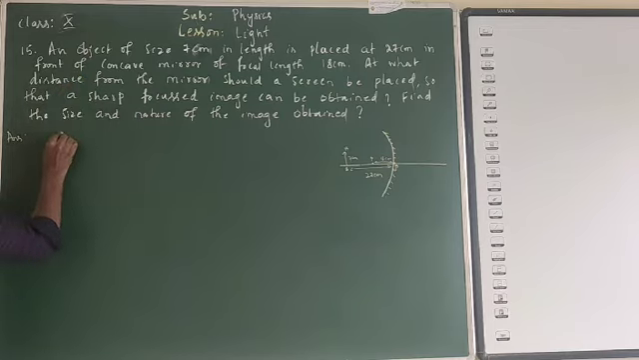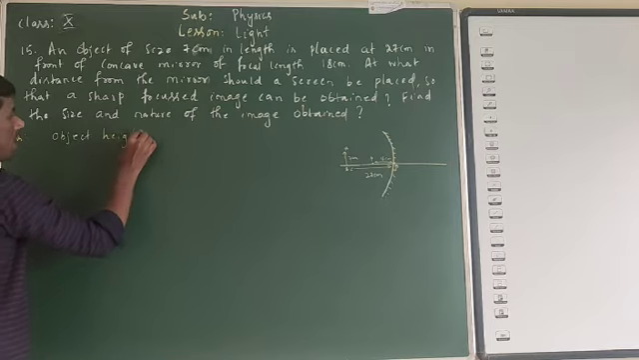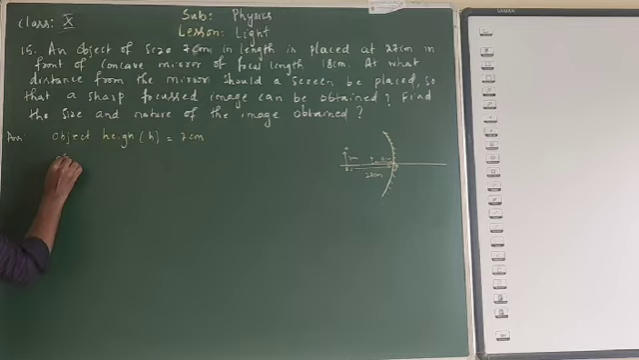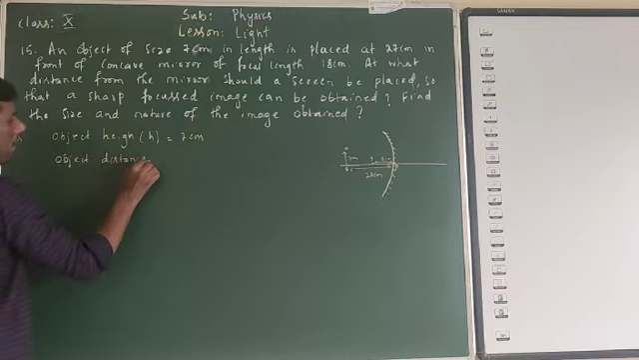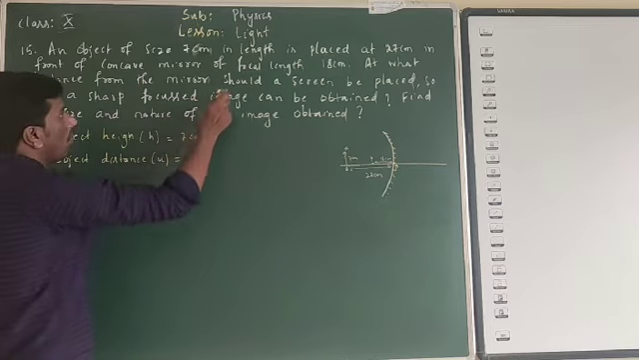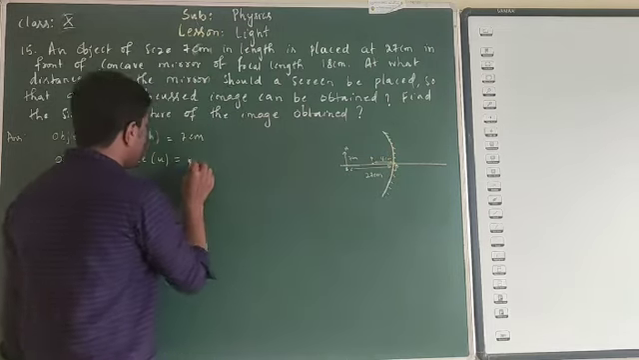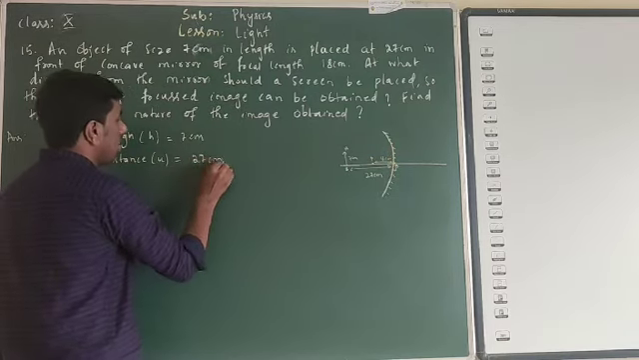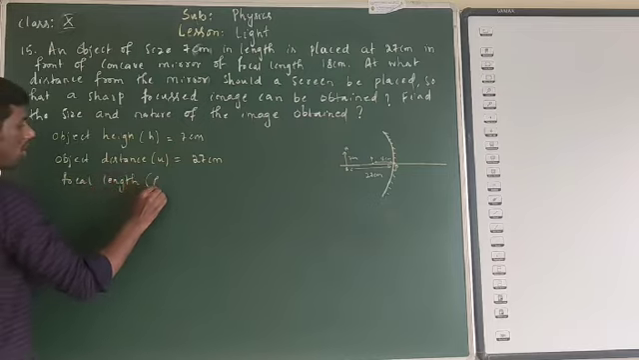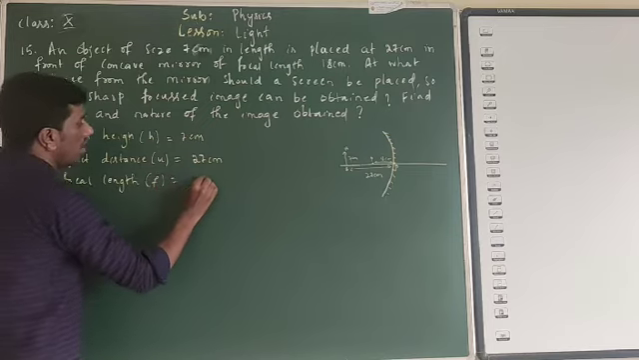Object height h is equal to 7 centimeter. Object distance is denoted by u. Object distance u is 27 centimeter. Focal length f is equal to 18 centimeter.